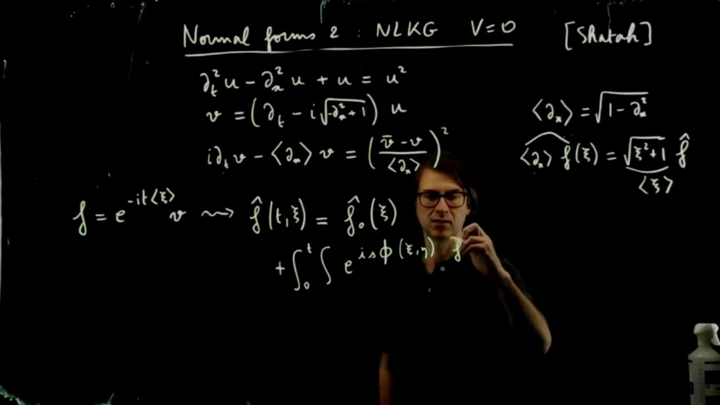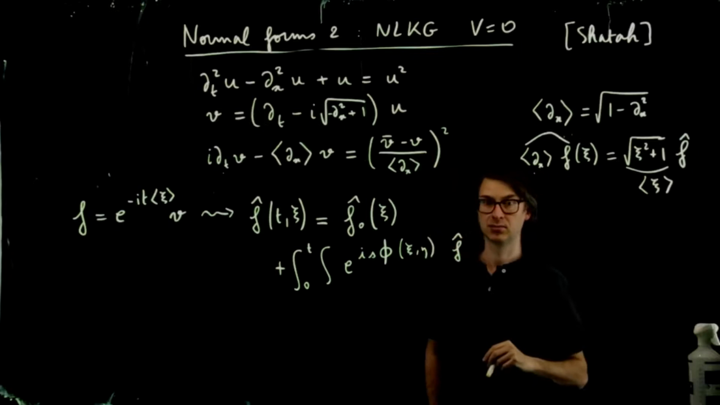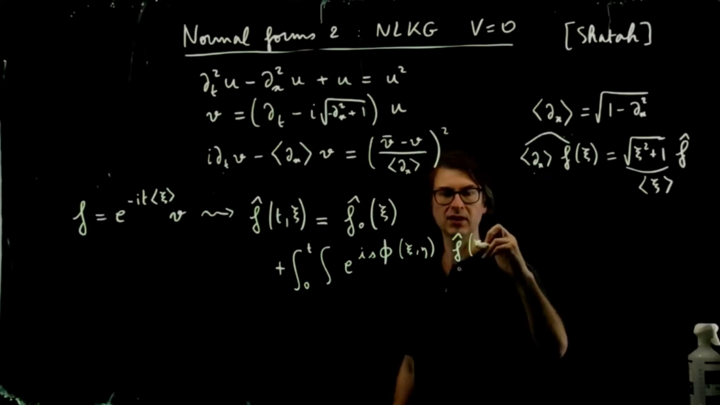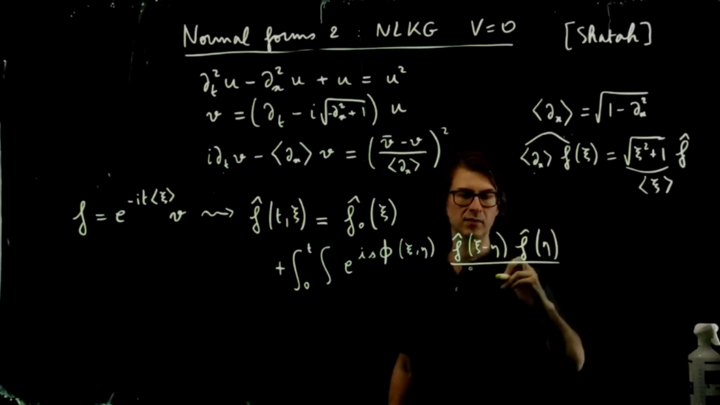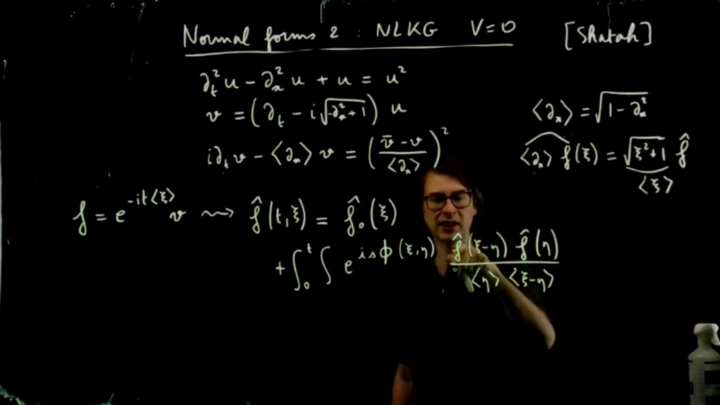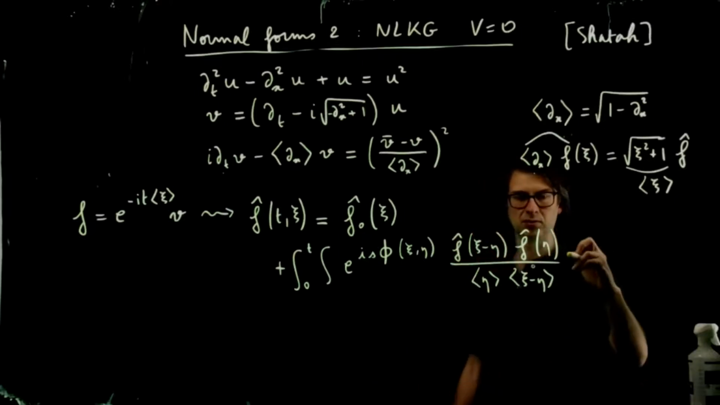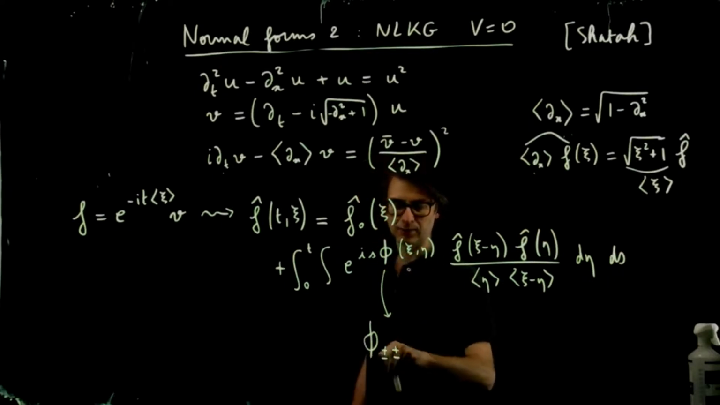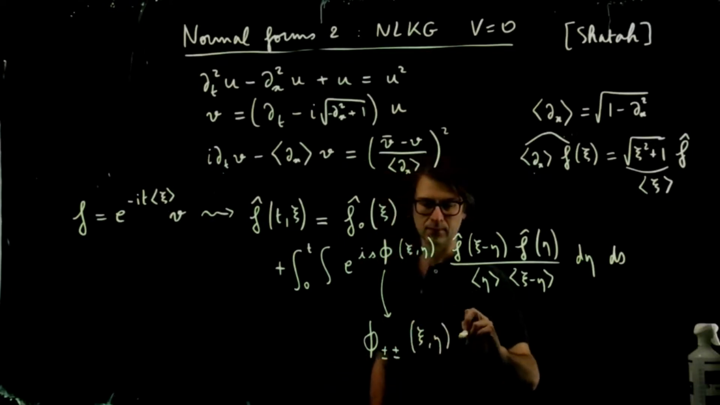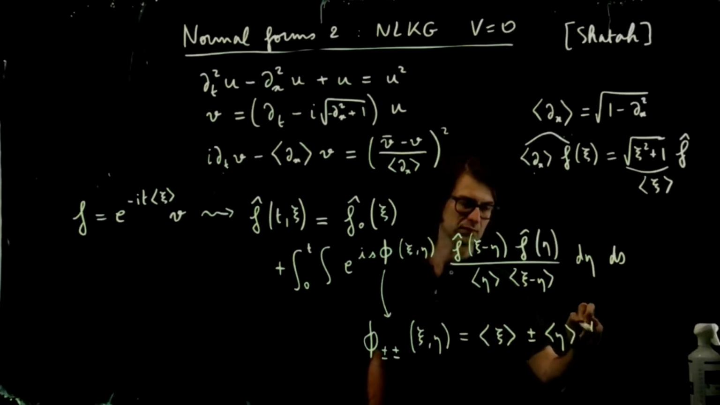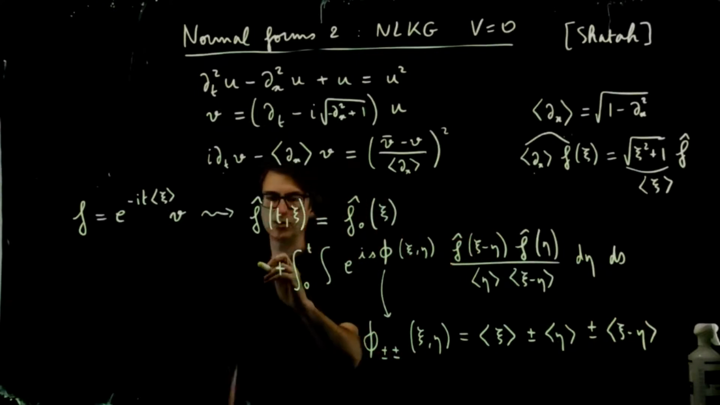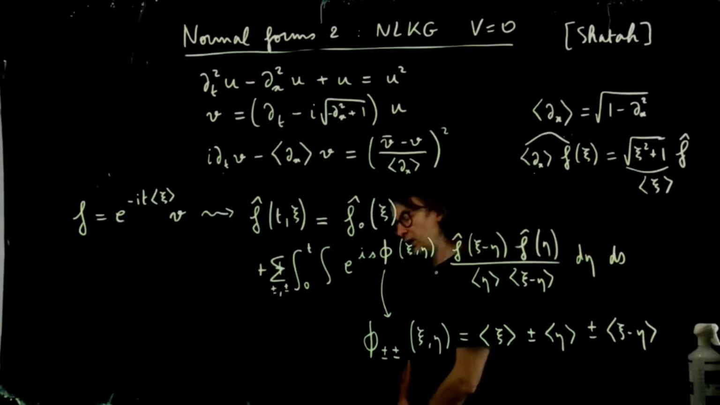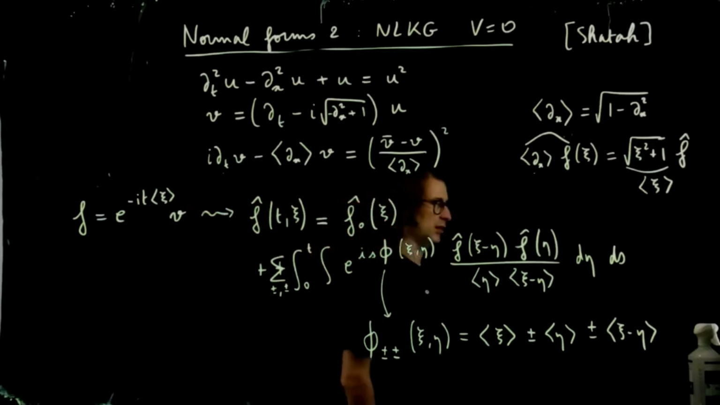Right, so then you have f hat. And what is V bar? V bar is the complex conjugate of V. Okay, so f hat of xi minus eta, f hat of eta, divided by the bracket of xi minus eta. Sometimes the f hats carry a bar, but I'm not writing them. And this phi is actually depending on two indices, and it gives xi. Here you're summing over all possible signs. So it's the classical expression we've been writing a few times.